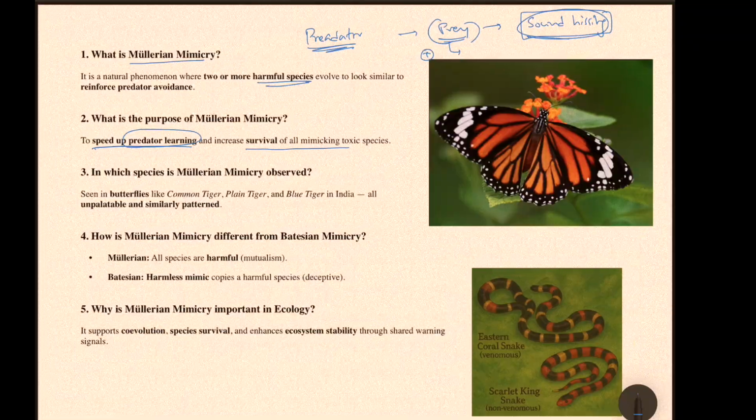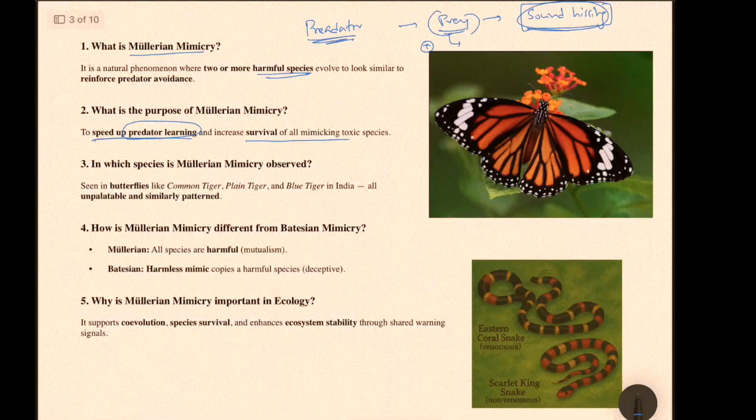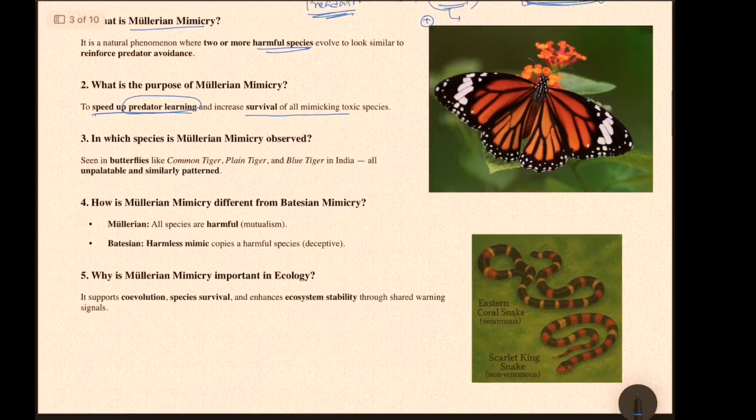The warning signals can be color patterns, sounds, or any other phenomenon. Ultimately, this increases the survival rates of all the mimicking species. So this is the basic purpose of Müllerian mimicry.